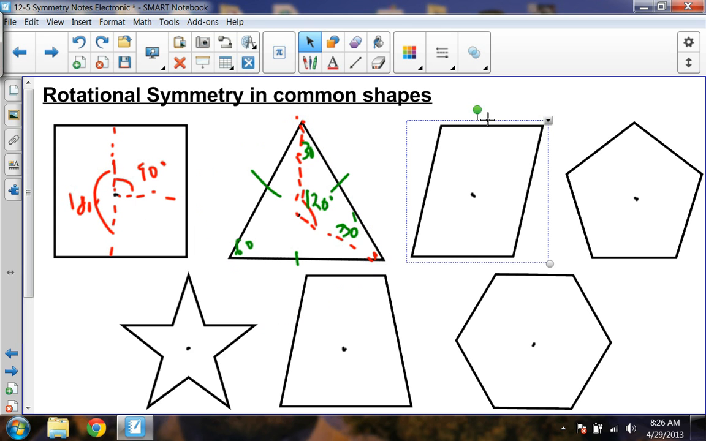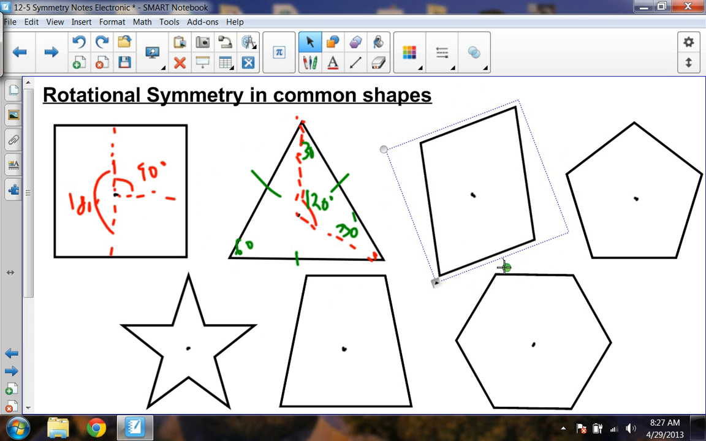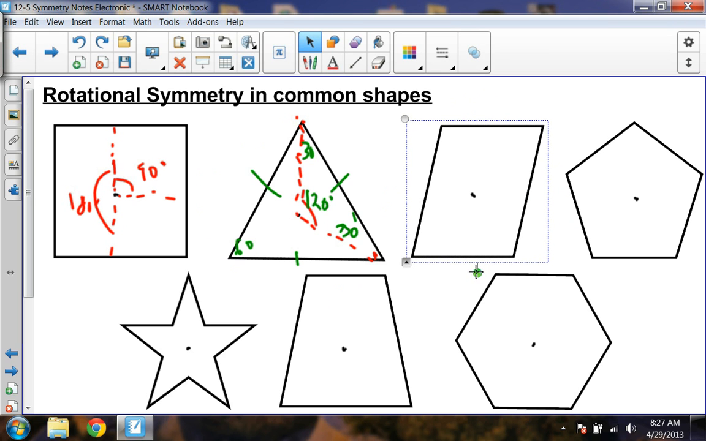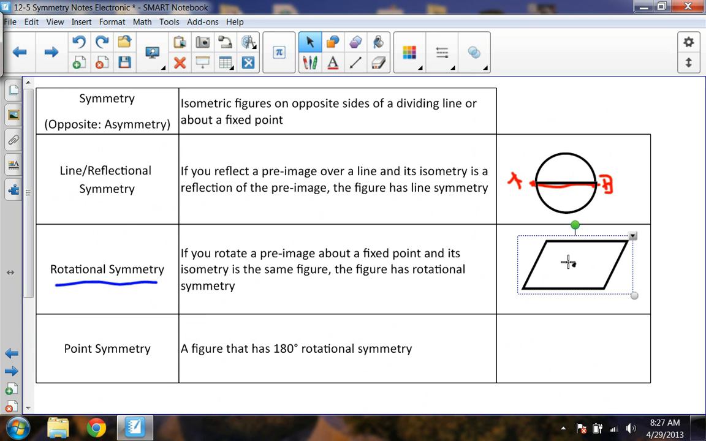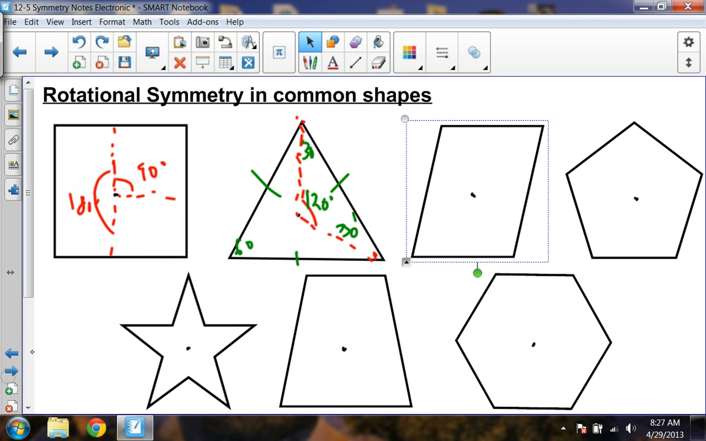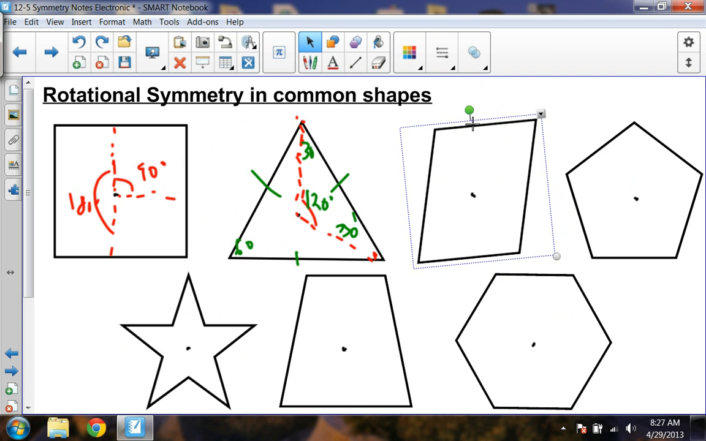Okay, here's another parallelogram, and if I rotate it this way, you can see I don't end up with the same parallelogram, but if I rotate one more time, 180 degrees, I get it again. So that was my initial example right here. And if you do 180 degree rotations, then you have your parallelogram, which has rotational symmetry.